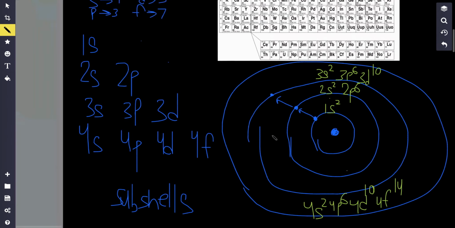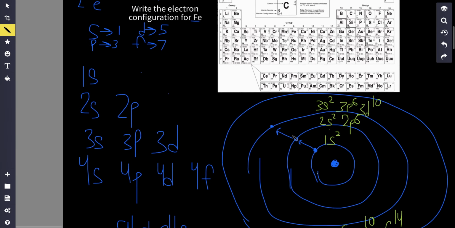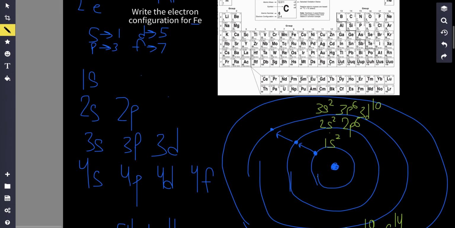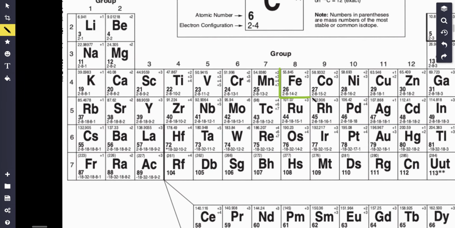All right, so I have all this stuff listed down here, and this is a nice chart for y'all to know. So how do we do this? Well, first of all, this is a neutral atom of iron.